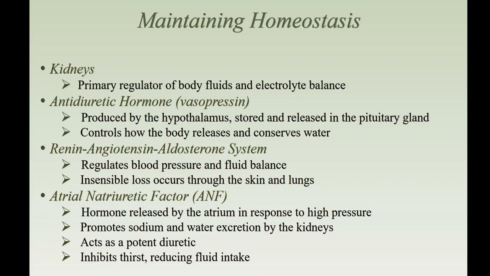Do you remember from A&P, did you ever hear about atrial natriuretic factor? Okay, good. Some people have not heard of it. It inhibits the renin-angiotensin aldosterone system. I skipped over the renin. Okay, let's go back to the renin, the RAS. You'll hear it called the RAS, the renin-angiotensin aldosterone system. It regulates blood pressure and fluid balance. And insensible loss occurs through the skin and the lungs.